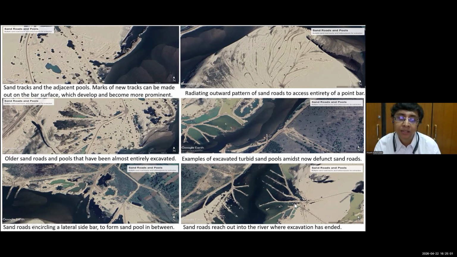And by the end of the mining season, all you have are these skeletal networks of roads or these tentacles that went into the older point bar, and you have the entire sand extracted between them. So this is a scenario that plays out between November to May during the mining season.